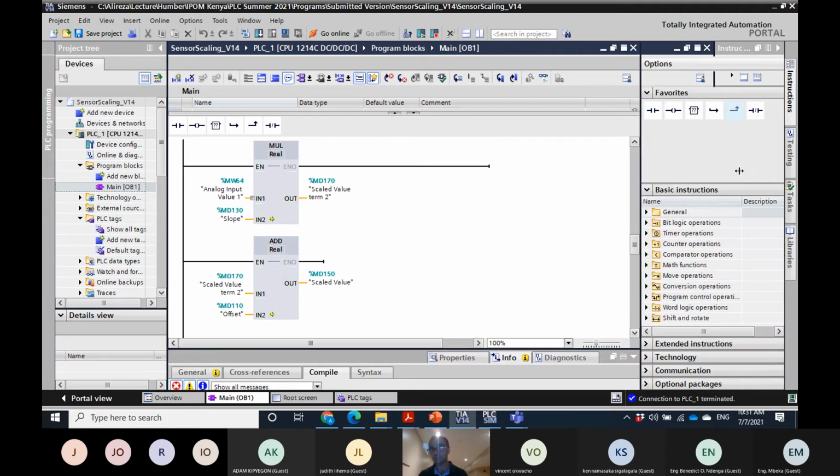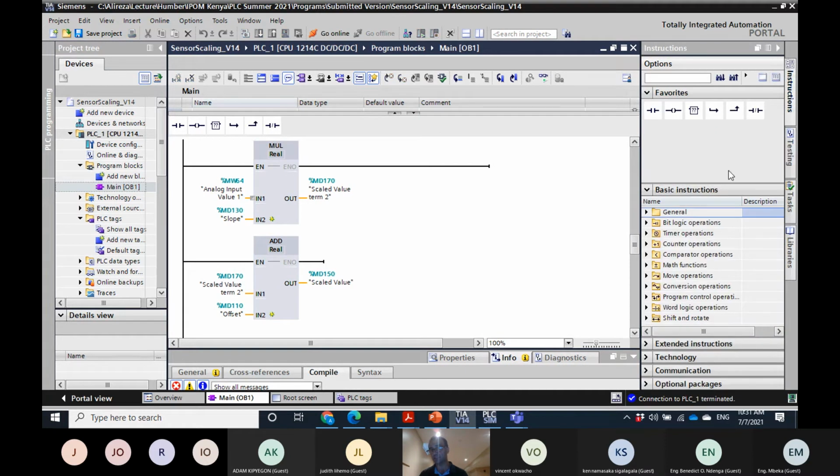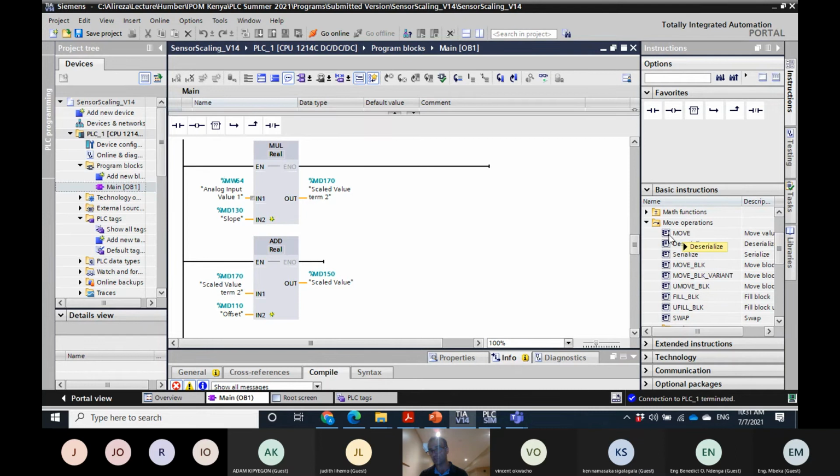Okay, let me open that. Here it is, under the instructions. If you select the instruction, then here you can see the comparator, the math function, move, compare. If you click on the move, there are many types of move functions. We only use this first one, this move. There are some others for special functions, and also the math functions. The first one is calculate, then addition, subtraction, multiplication, division.